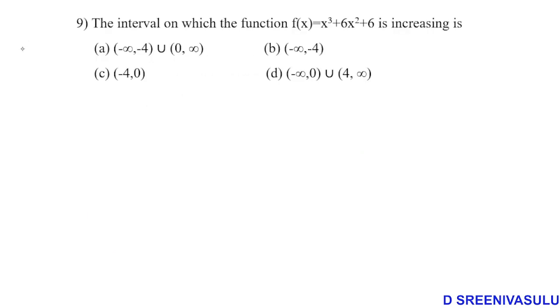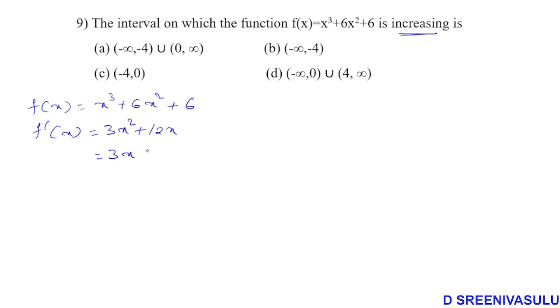Question number 9. The interval on which the function is increasing. In which interval f of x is increasing, we want to find. What is given f of x? F of x is x cubed plus 6x squared plus 6. What is f dash x? F dash x is equal to 3x squared plus 12x. The differentiation of 6 is 0. Then take 3x common. We have taken 3x common here, x into 3x into x plus 4.